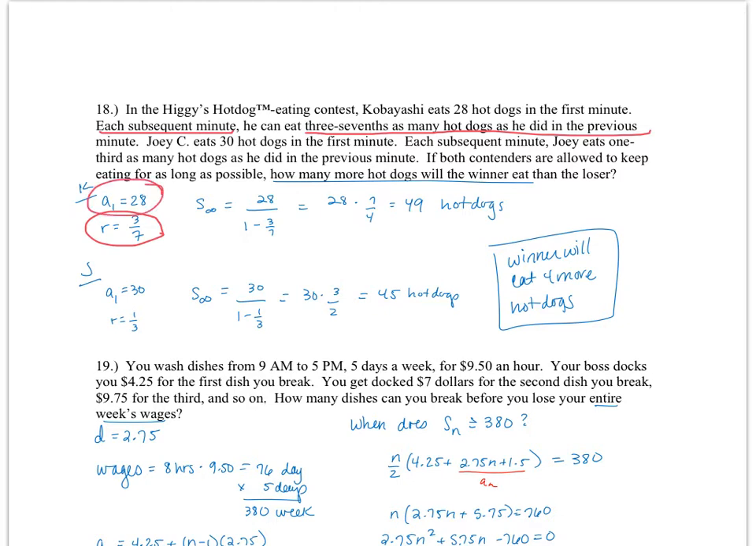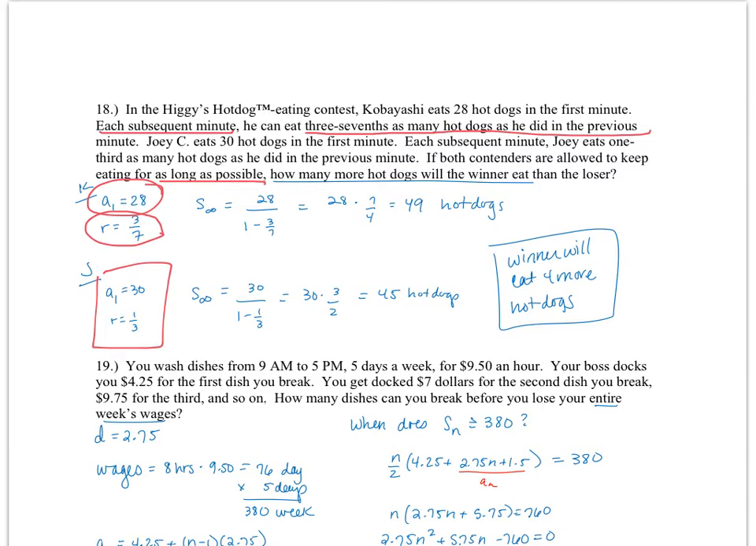Now the other guy, Joey, similarly we can find out that his r value is 1/3 and 30. And we read through the problem and it finishes with saying if this is continued for as long as possible. That means if the rate of hot dog eating slows down the way that it says, eventually they're not going to really be eating any hot dogs anymore. So we're looking at an infinite sum.